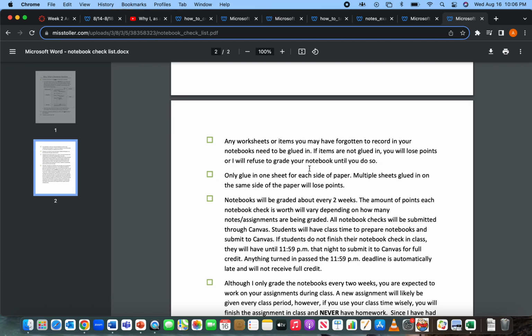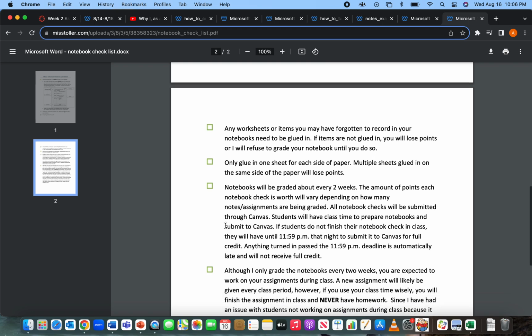Only glue in one sheet for each side of paper. Multiple sheets glued in on the same side of the paper will lose points. Let's say I gave you two worksheets, you don't want to glue them in on the same page. We glue one on one left side, flip your paper, and glue one on the other left side.